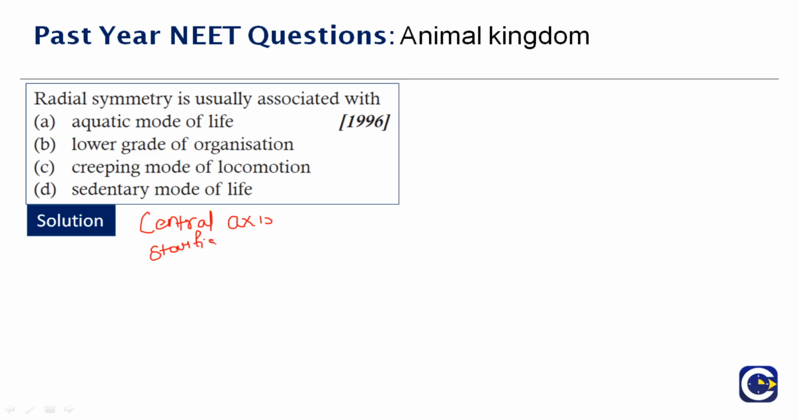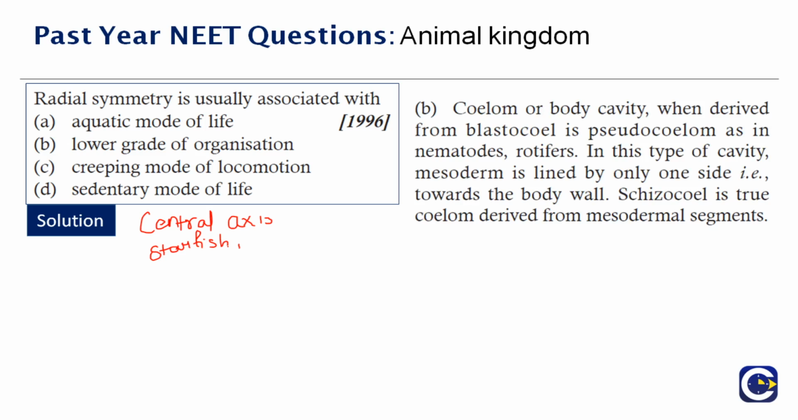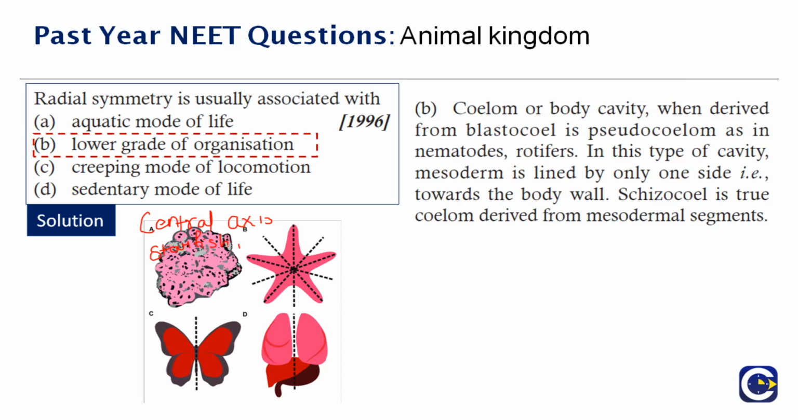Okay, what are the other examples which can come under this? Jellyfish. All these exhibit a radial symmetry. So the correct answer to this question is option B, lower grade of organization. It is not in aquatic mode alone, or in creeping mode or sedentary mode. It is for the lower grade of organization.